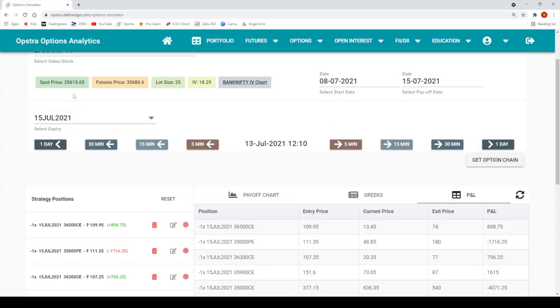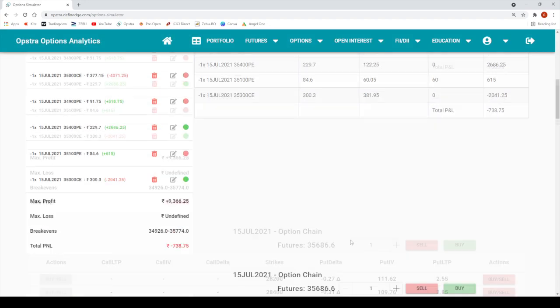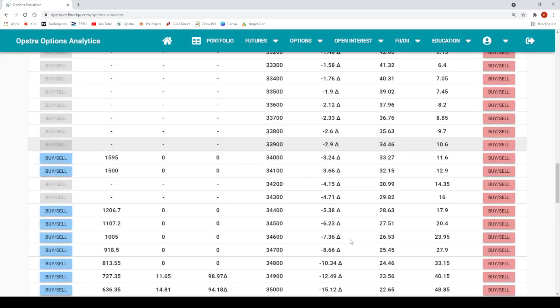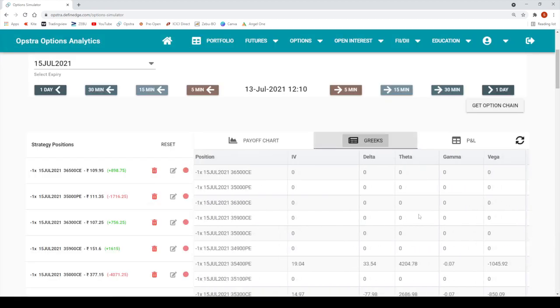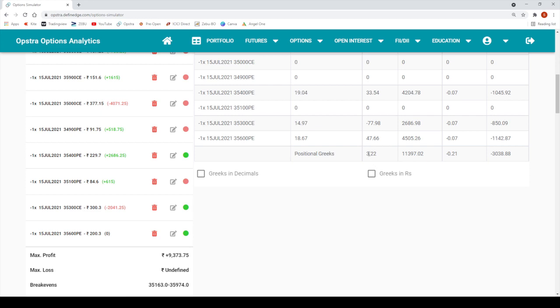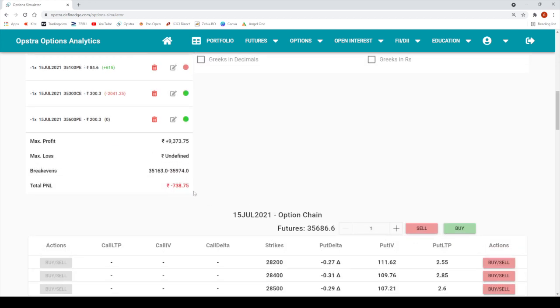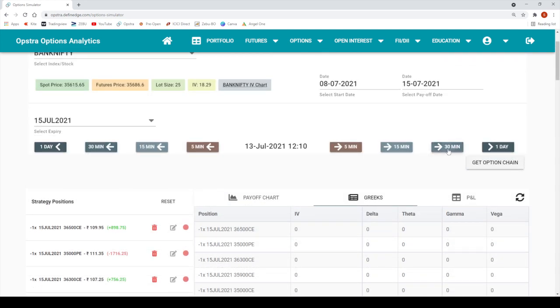So what is the current market price? 35,600. So which should have 50 delta. So see here 35,600 is having delta 47. So I am going to sell one lot. So now we will see the Greeks. So it is managed. So 700 loss. So we will go forward.